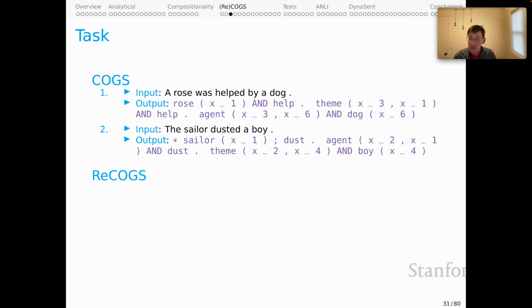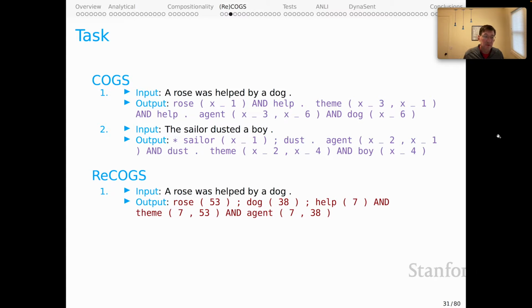ReCOGS is very similar in many respects. Here I've got that same first example, a rose was helped by a dog. You can see that ReCOGS logical forms tend to be shorter. We've removed a lot of the symbols that are associated with variables. We've reorganized the conjuncts somewhat, and the event descriptions are somewhat more transparent. For example, we have a separate predication identifying the help event and binding it to variable x7, which is then used to identify both the theme and the agent.